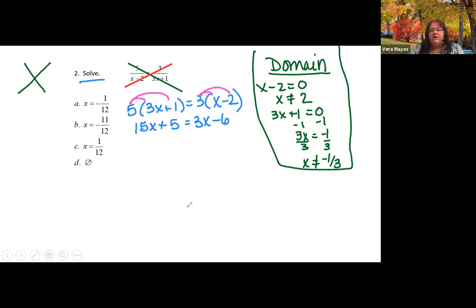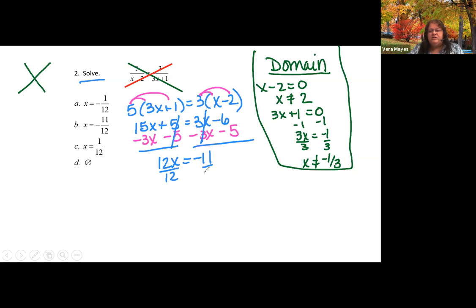Now I'm solving, so that means I want to get my x's on one side and my constants, or my numbers, on the other. So I'm going to bring this 3x over to the left since 15 is larger. And I'm going to bring this 5 over since it doesn't have an x. It can't stay on the left. So let's see what's left when we move those around. This guy canceled. This guy canceled. So I'm left with 12x equals negative 11 when I combine these two numbers.